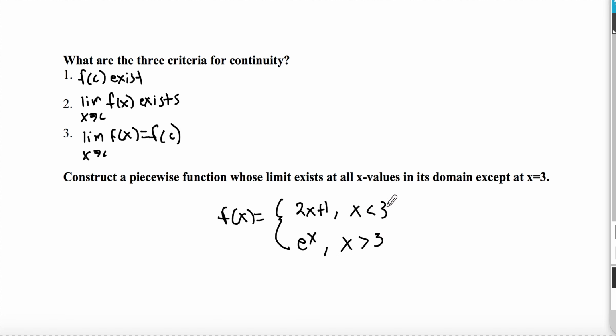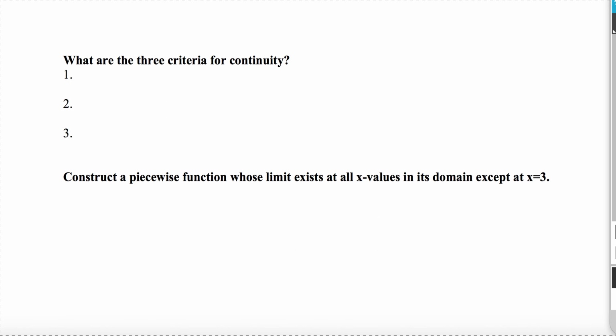Because when x equals 3, I plug in at the top here, and I'd have 6 plus 1 is 7, but e to the 3 is not going to be 7, so the limit does not exist at x equals 3. All right. That's continuity for today.